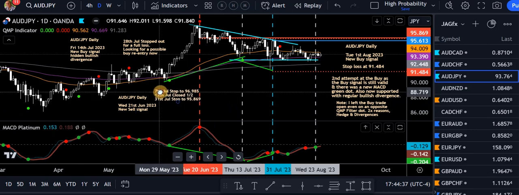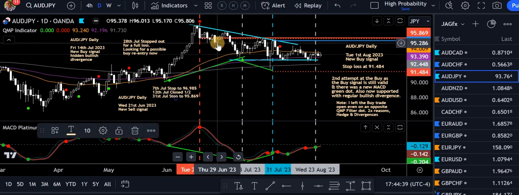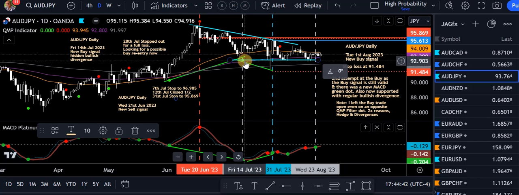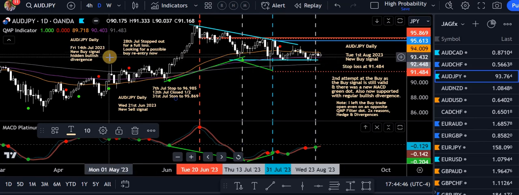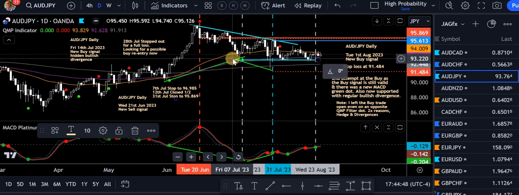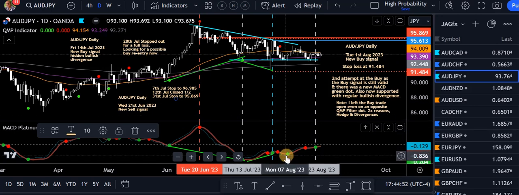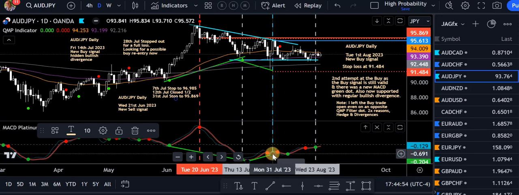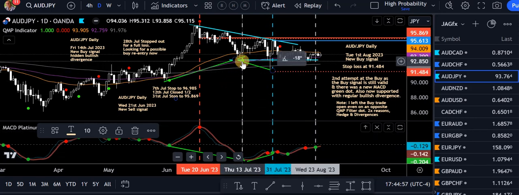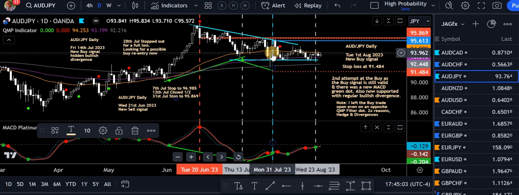There's some trade management there. Can't lose on the sell, so that's good. Took a buy here, which is on the 14th of July, stopped out for a full loss. So not looking that good, but looking for a re-entry. Took the re-entry here on a green MACD Platinum dot below the zero level. The buy signal is still valid. See the green dots, a little bit QMP filter dots, a bit hard to see, but it's in there. Still valid. I took the buy there.